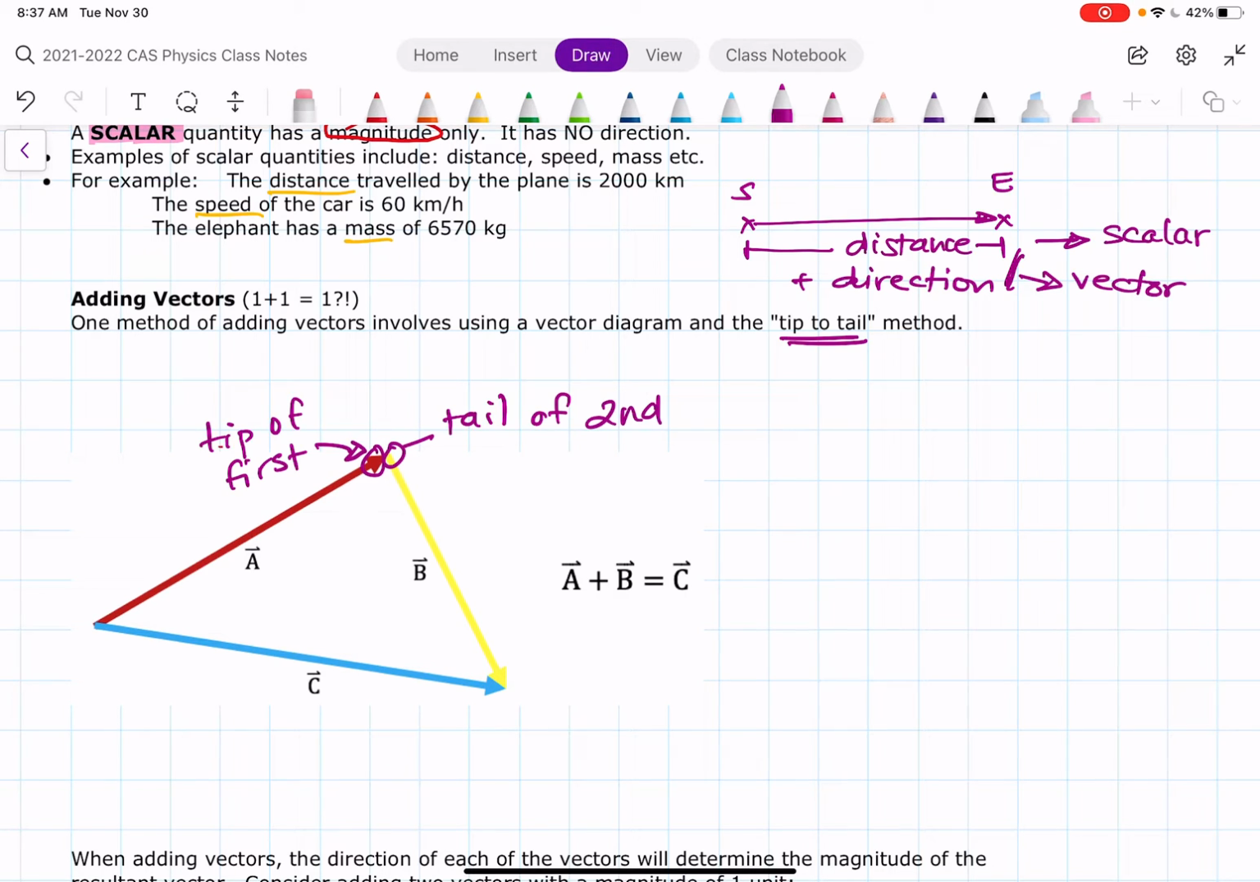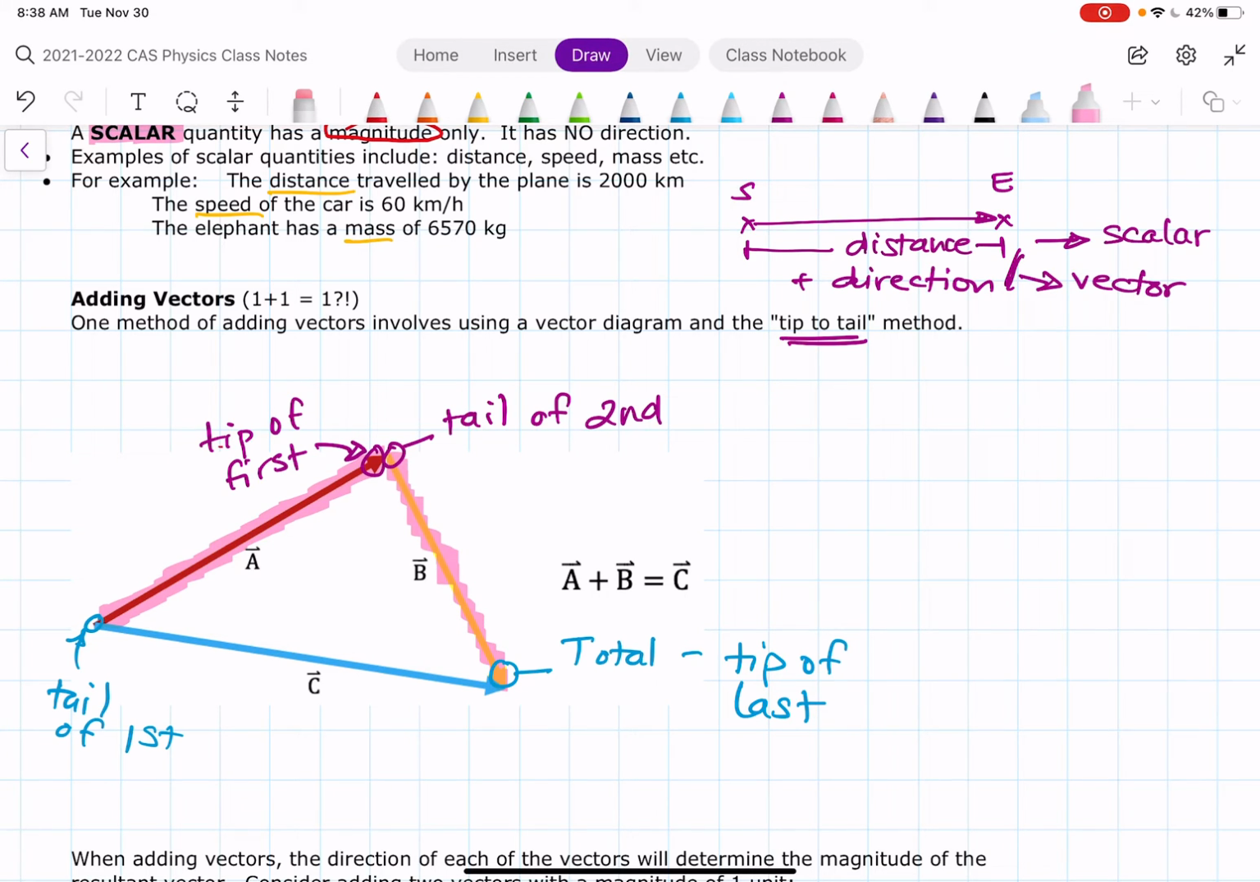And when you get to the end, the solution, the answer for the total, is from the tail of the first to the tip of the last. So let me just go through that again. Let's say you're walking and you actually walk this displacement right here. So you do that, and then you do this, right? So those are the two displacements you have.